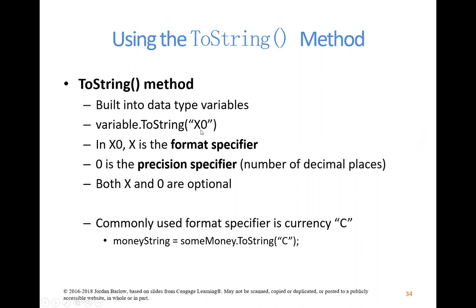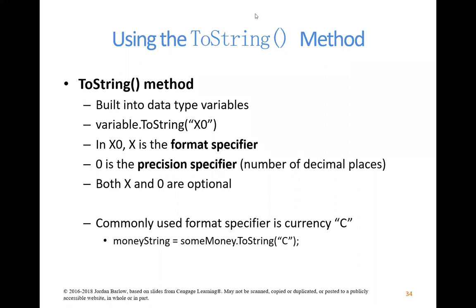In the example I just showed you, I just did total.toString and then the opening and closing parentheses without anything on the inside, and that's fine. But you can optionally put some input inside of the parentheses, a format specifier and a precision specifier. There are a number of these, and you can find them in the textbook. Essentially, you can specify if you want to include a certain number of decimal places, or if you want it to be in a certain format.